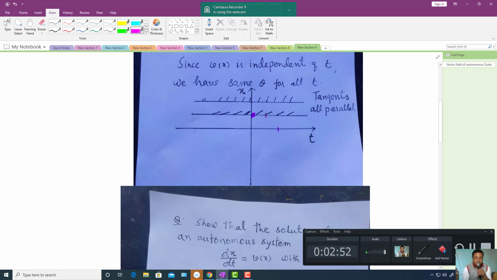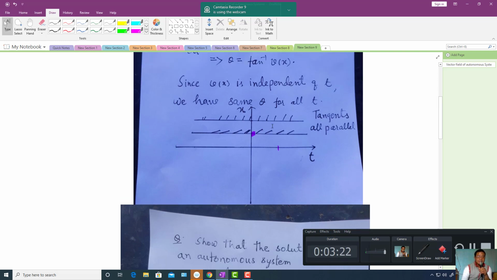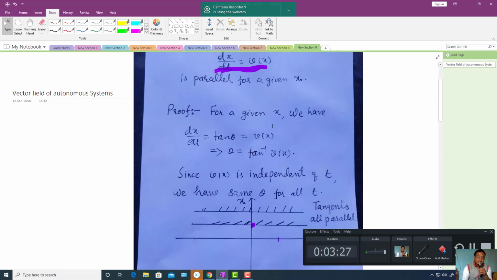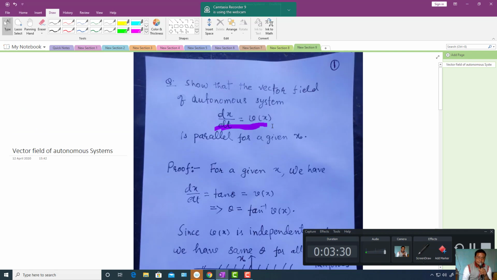The direction of the tangent to the curve at this point is parallel to the direction of the tangent at this point. So you have a set of tangent vector fields here, and they are parallel. So that is the thing. It is a very easy but very useful idea for further study.